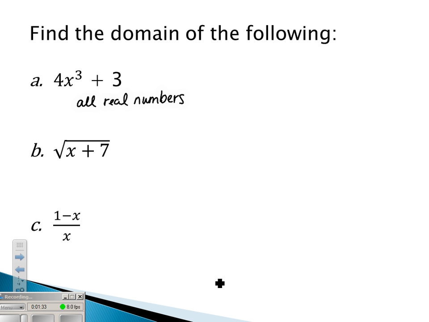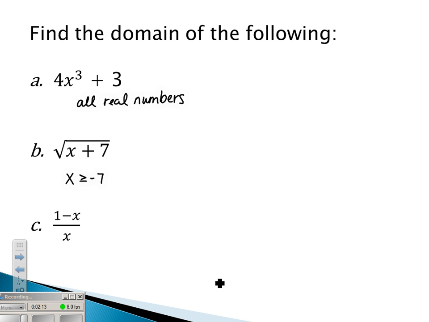Now, letter B does have a radical sign. So again, you have to make sure that we stay on the positives when we're talking about square roots. So negative 7 makes the square root of 0, and that's still okay. But any negative number smaller than negative 7 is going to give us a negative root. So we have to state that a couple of different ways. You could say x has to be greater than or equal to negative 7. Or you could write it out in words where you could state all values of x such that x is greater than or equal to negative 7. I like the symbols, it's faster.